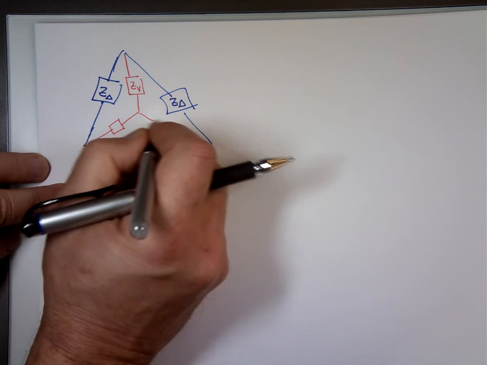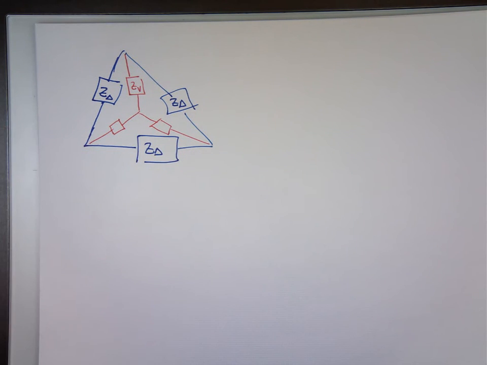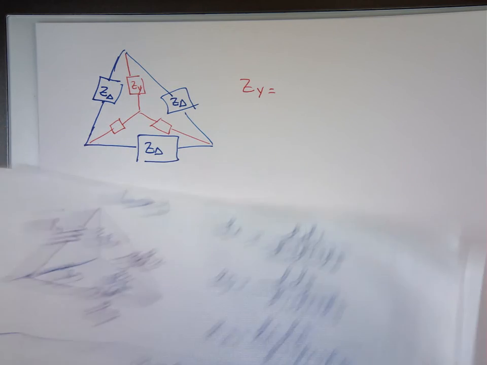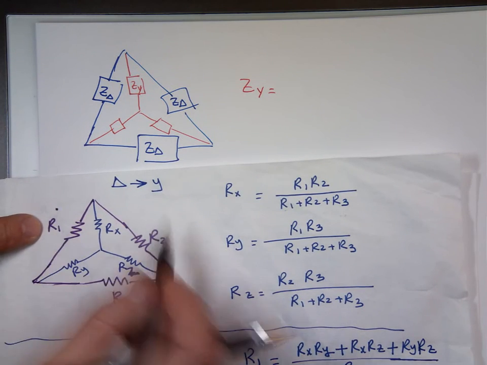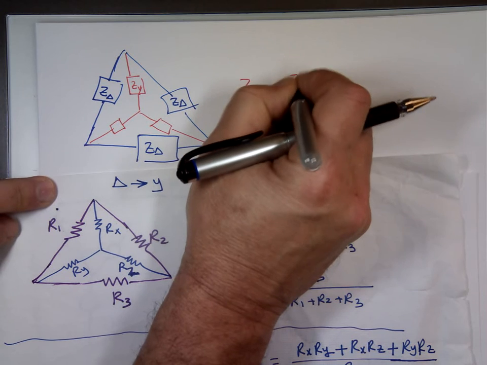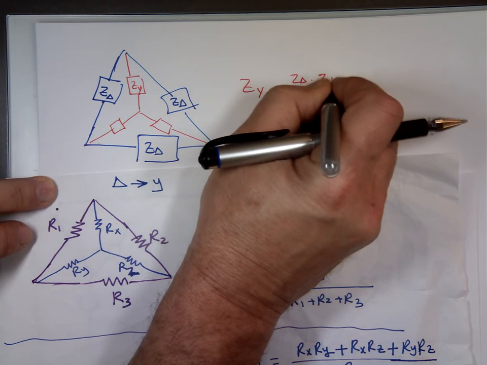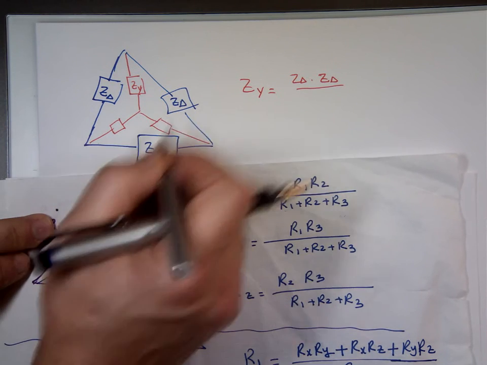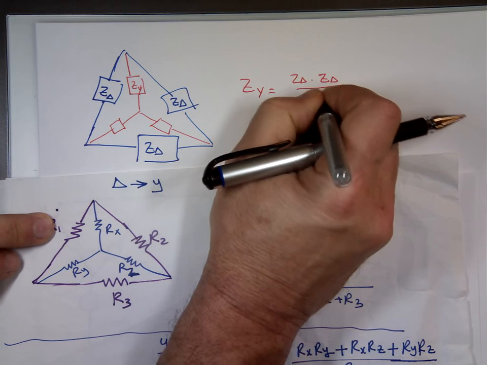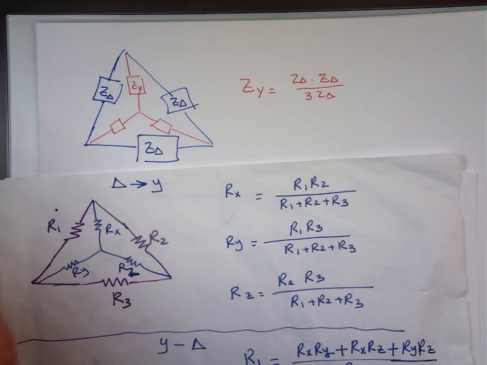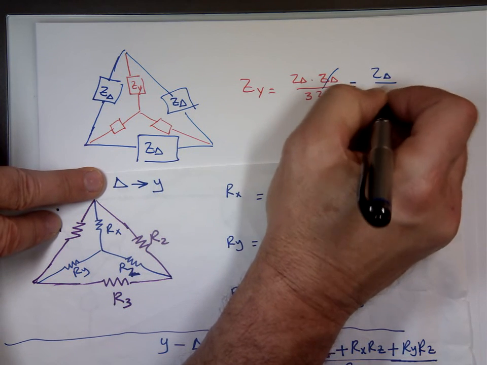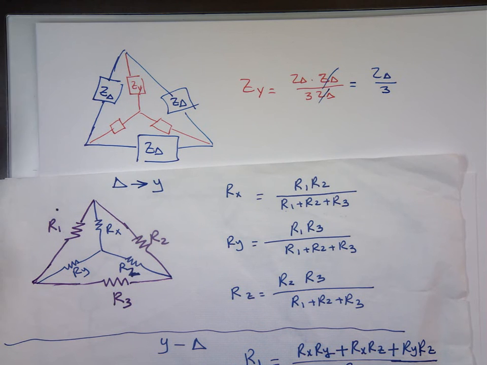And ZY. That's Y, not V. So ZY, based on my equation from last semester, from Circuits 1, he used to say multiply this times that. So Z delta times Z delta over the sum of them, which is Z delta plus Z delta plus Z delta. What are you going to have? 3Z delta. And what do you notice about them? It becomes Z delta over what? 3. If it's balanced.